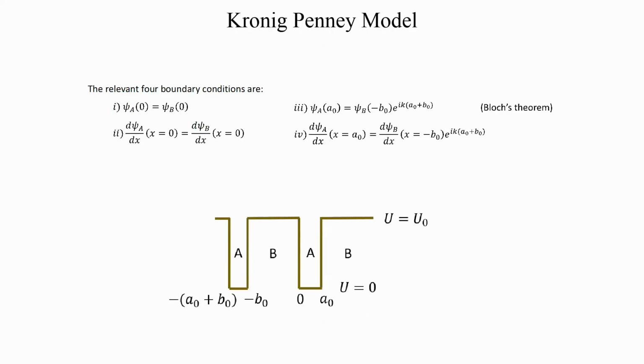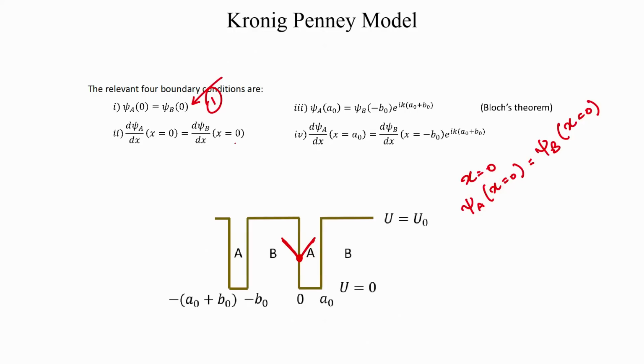You might be familiar with two of these boundary conditions. The first boundary condition is that of the continuity of the wave function. If you look at point x equal to 0, the amplitude of the wave function psi of A at x equal to 0 must have the same value as the amplitude of the wave function psi of B at x equal to 0. So these two amplitudes should be the same, and therefore psi B at x equal to 0 must be equal to psi of A at x equal to 0. That's the first boundary condition.